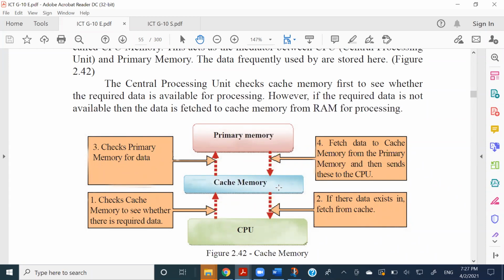So why is there something called cache memory? Because cache memory has the ability to remember or to store which programs have been executed inside the CPU recently. Right? So there is a benefit of storing these kinds of data.